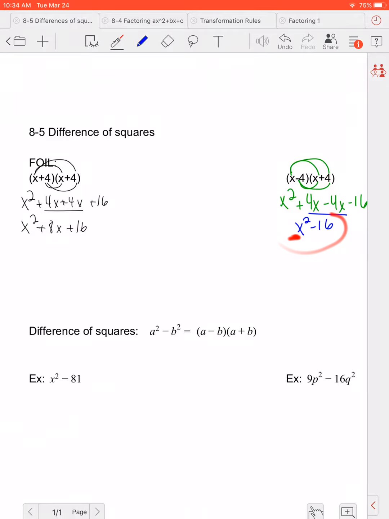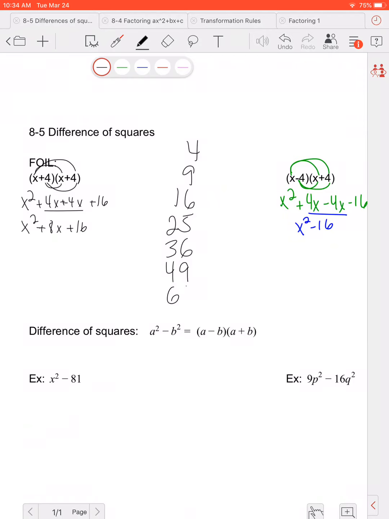So x squared is a perfect square because x times x is x squared. And 16 is a perfect square because 4 times 4 is 16. And if we look back at all of our perfect squares, we know that 4 is a perfect square because 2 times 2, 9 is 3 times 3, 16 is 4 times 4, 5 times 5 is 25. 6 times 6 is 36, we have 49 for 7, and then 8 would be 64, and then we have 81, and so on and so forth, right? We have all these perfect squares, okay?